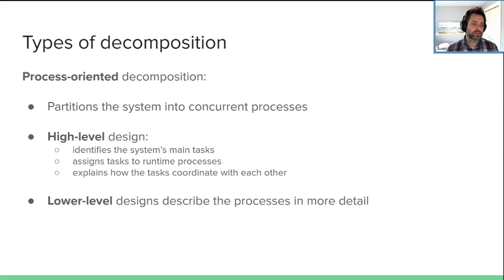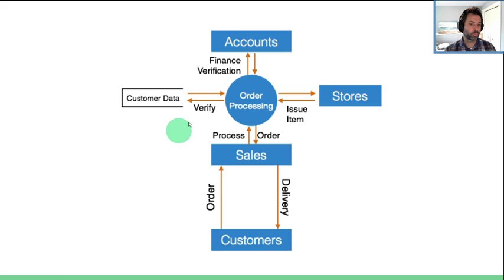Just depends on your perspective again. So how do we break things apart? What are they going to be doing? This would be a high-level order processing example here, where a customer wants to visit a store, whether it's online or in person, and we're going to try to buy something.